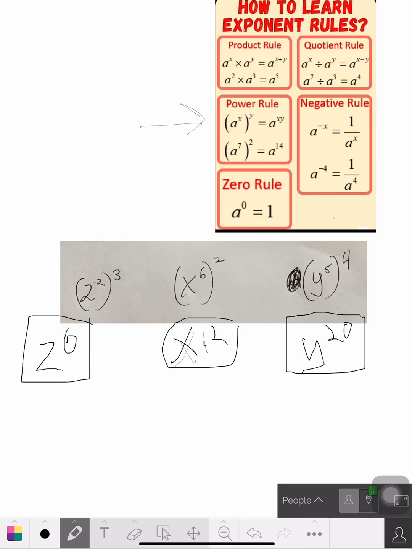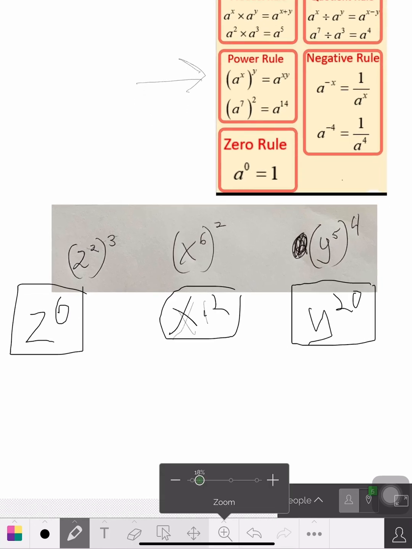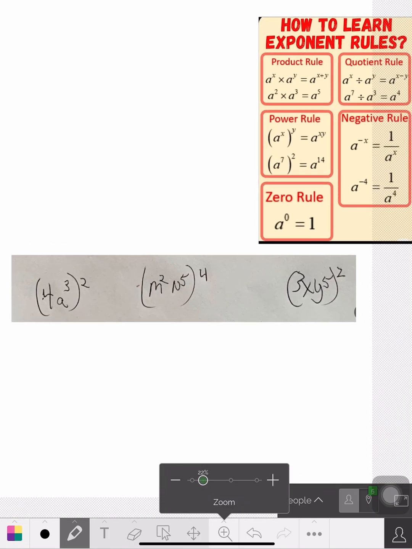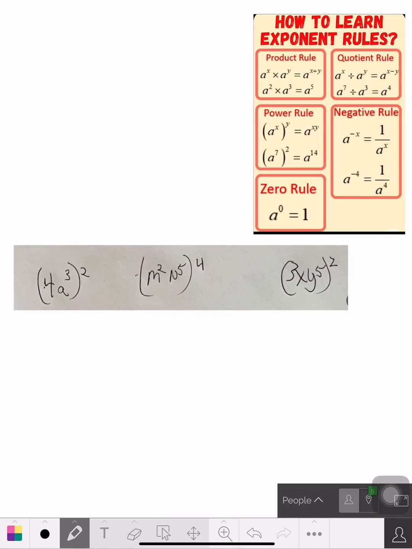Let's move down to the next one. So that was kind of easy. Now, what do we got here? Truthfully, we're still in the power rule. So we're still doing this. We still got the brackets with that. So we do the first one, but the first one's a little different this time.